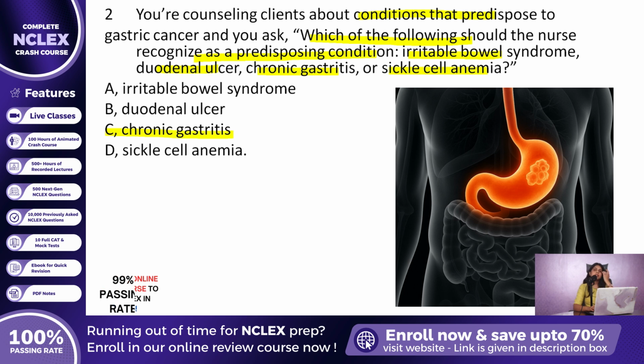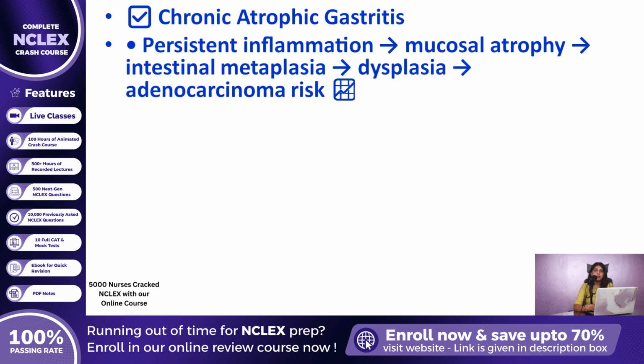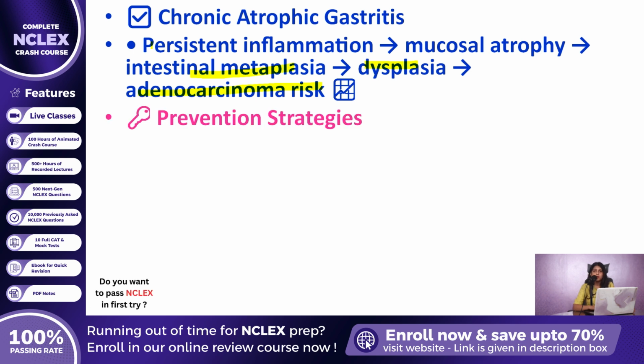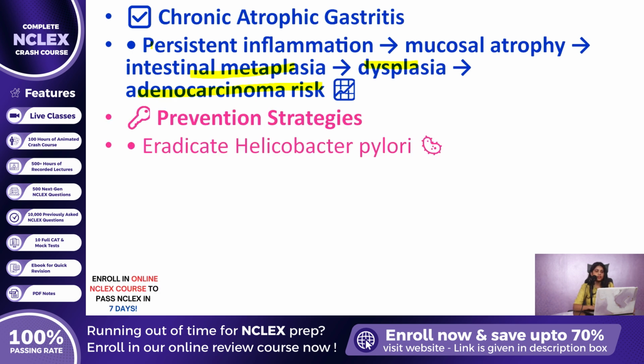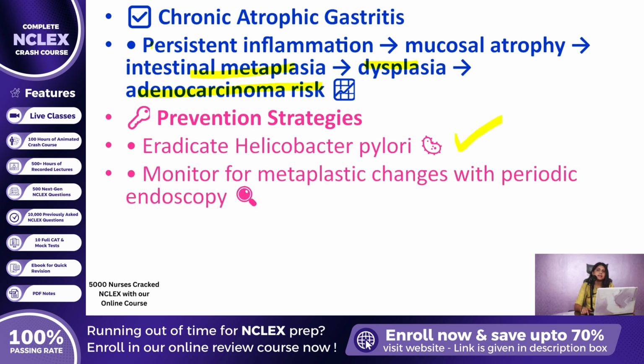Chronic gastritis. Chronic gastritis, especially the atrophic type, serves as a well-established precursor to gastric adenocarcinoma because persistent inflammation of the gastric mucosa leads to atrophy, intestinal metaplasia, dysplasia, and ultimately malignant transformation. Chronic gastritis damages the gastric lining over time, fostering these stepwise cellular changes. So, eradication of Helicobacter pylori and monitoring for metaplastic changes are key preventive strategies.